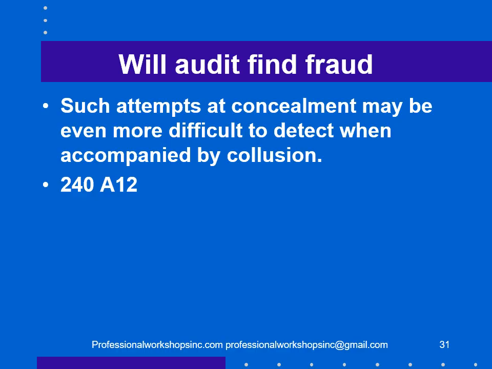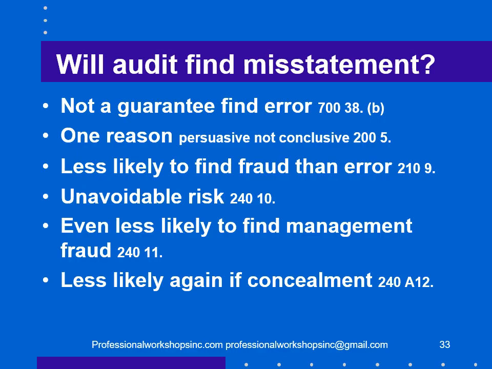Attempts at concealment may be even more difficult to detect when accompanied by collusion. So we've got a lot of excuses for why we're not going to find fraud. Just to summarize it: not a guarantee. One reason is persuasive and not conclusive. Less likely to find fraud than error. It's an unavoidable risk. Even less likely to find management fraud. And less likely again if there's concealment.